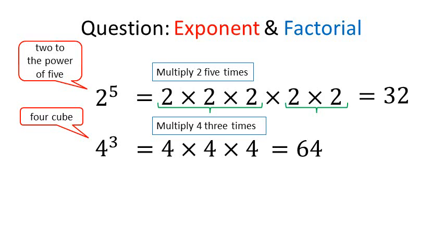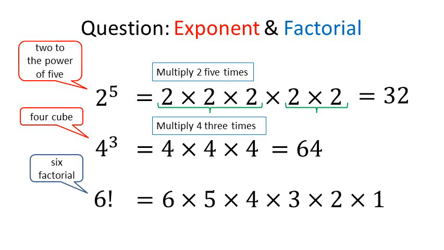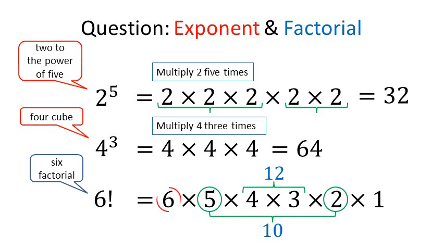The last question is 6 factorial. This means 6 times up to 1. So it is 6 times 5 times 4 times 3 times 2 times 1. Since this is all multiplication, we can multiply 5 by 2, which is 10. 4 times 3 is 12. 6 times 12 is 72, and 72 times 10 is 720. Times by 1 is just the same, so the answer is 720.